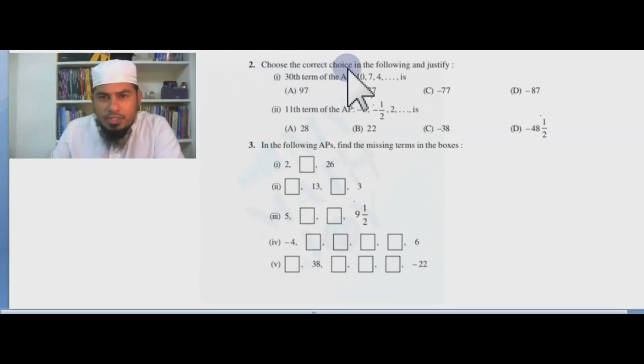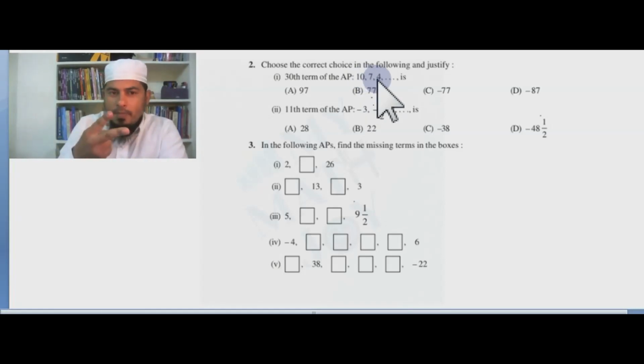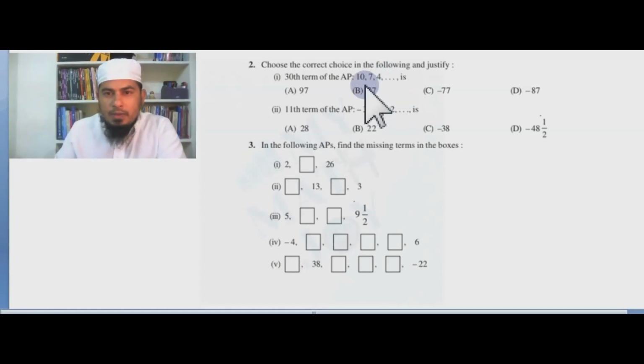Choose the correct choice in the following and justify. What is here? The first question, 30th term of the AP 10, 7, 4 is, he wants us to choose one option among these 4. So we need to find the 30th term of this AP. AP is given, means the first term is given, and common difference d we need to find by subtracting two successive consecutive terms. So 7 minus 10 becomes minus 3. So common difference d is minus 3 here, a is 10 and n is 30. We need to find a30.